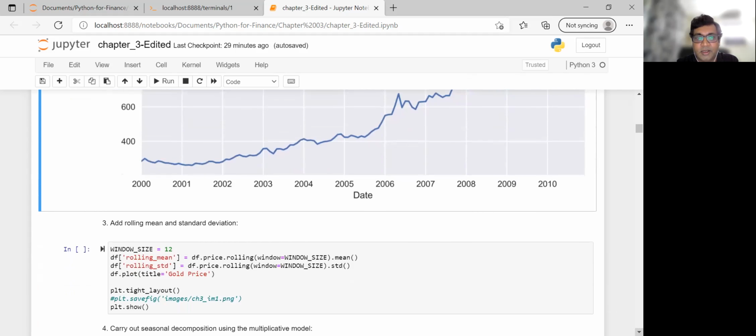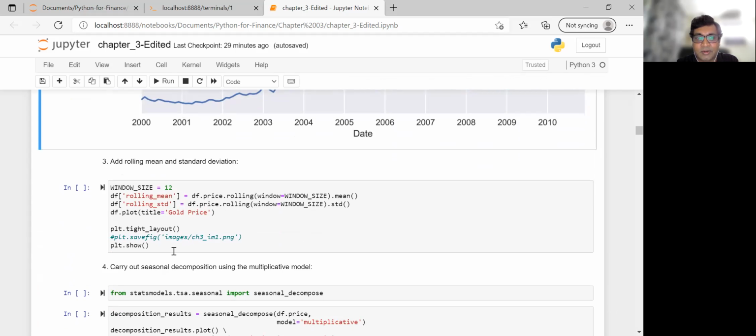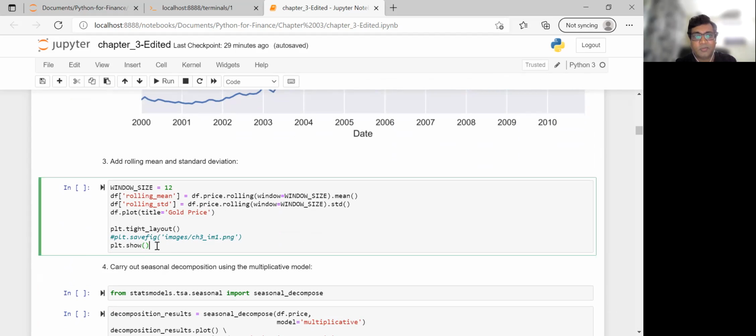Now, what I'm doing here again, as I said, in our last sessions I created a bit of a foundation. Last time we discussed rolling mean and rolling standard deviation. So I'm plotting the similar thing here.